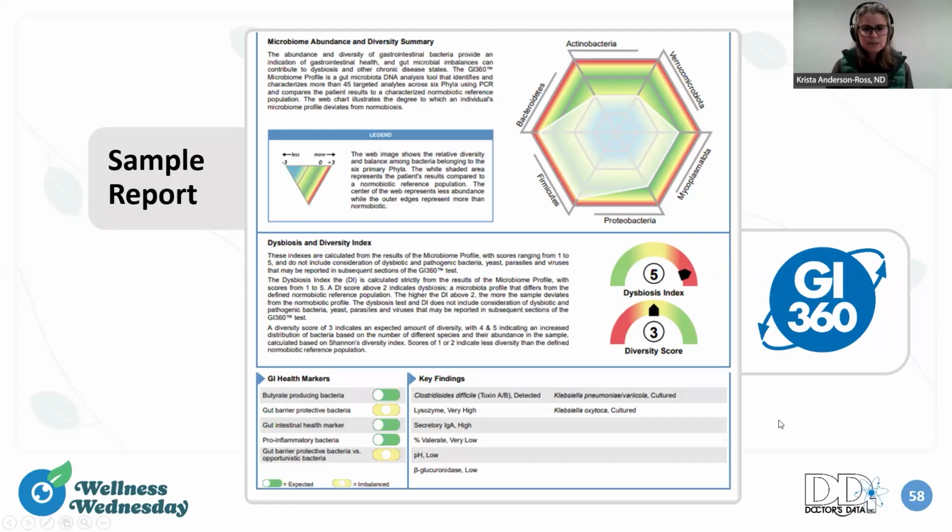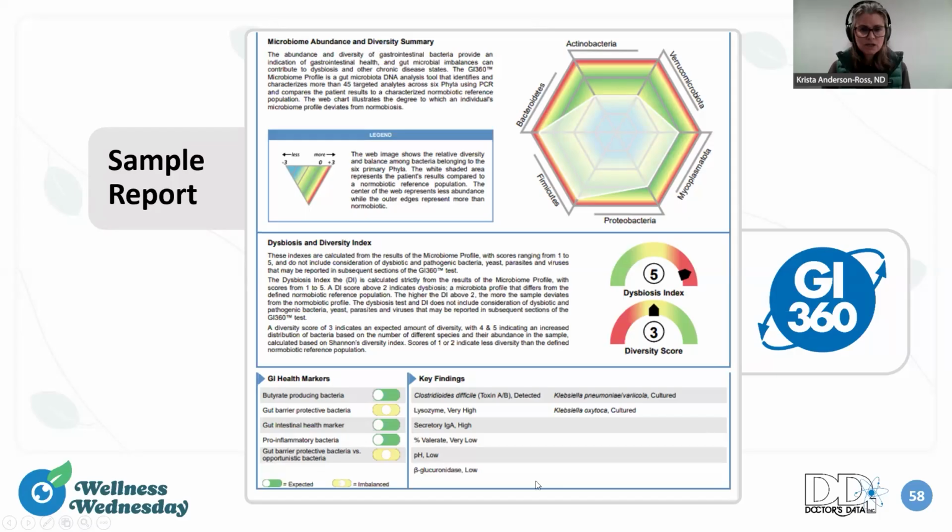Next, the dysbiosis diversity index comes specifically from that microbiome profile. A DI of 5 means that the microbiome is significantly shifted away from a healthy pattern. You want a lower number. So while a diversity score of 3 indicates less than optimal species diversity, you want to see a higher number of diversity and a lower number of dysbiosis.